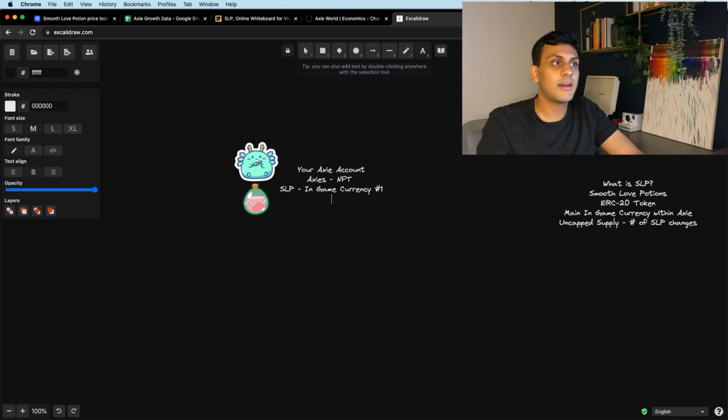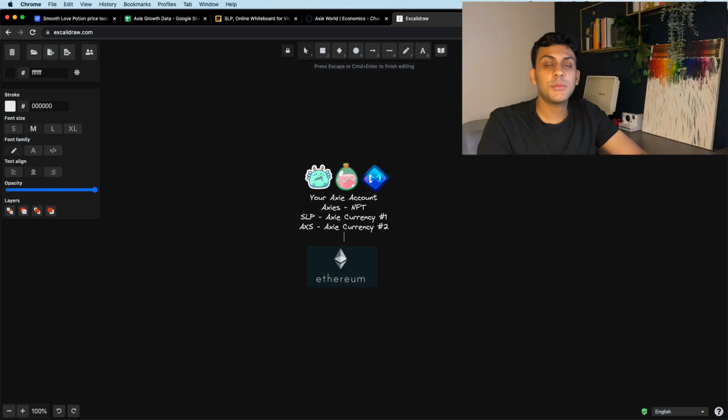The third thing you can have within your account is AXS. That is technically another digital currency within the Axie ecosystem, but it's not the main in-game currency used within Axie Infinity, and I'll discuss that in a little more detail in a bit. And the last thing you would typically have within your account is Ethereum, which is a cryptocurrency on the Ethereum network, and you use Ethereum to buy or sell Axies.